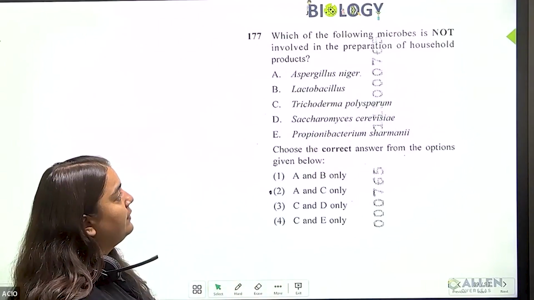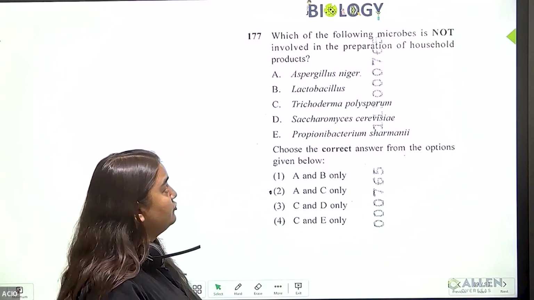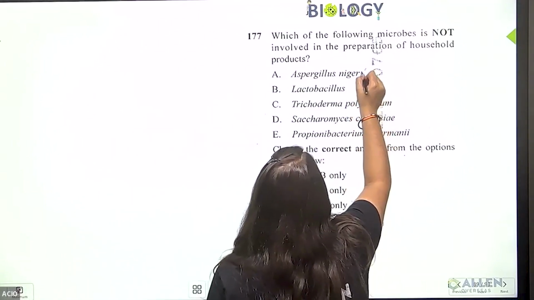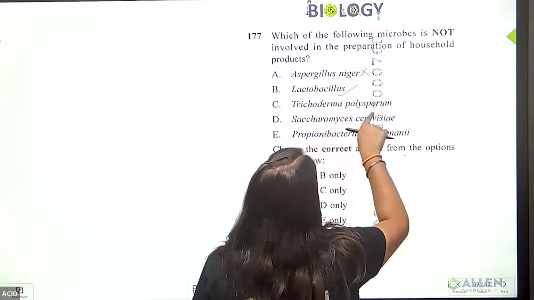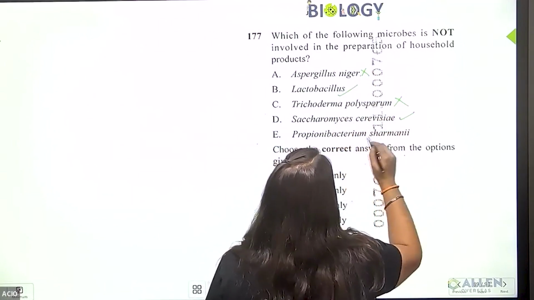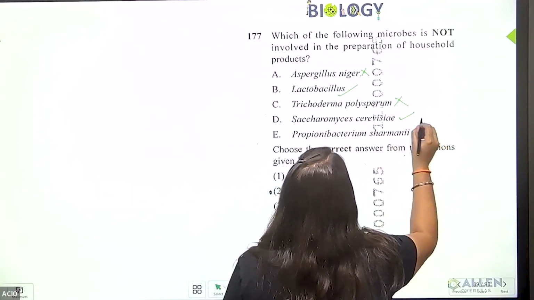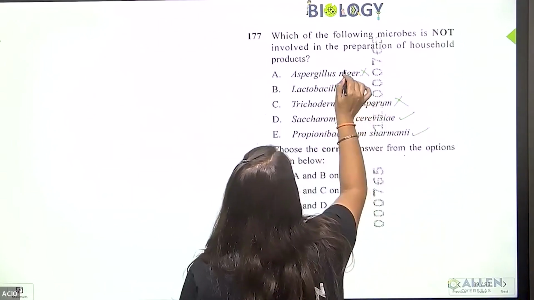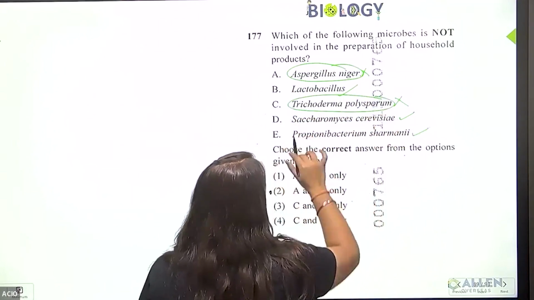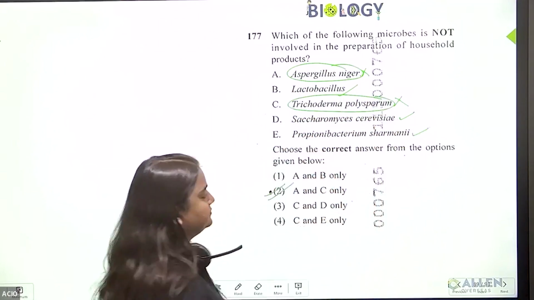Next, which of the following microbes is not involved in the preparation of household products? Aspergillus niger is not involved, Lactobacillus is involved, Trichoderma polysporum is not involved, Saccharomyces cerevisiae is involved, Propionibacterium shermanii bacteria is also involved. So the answer is A, not involved, and Trichoderma polysporum not involved. A and C.